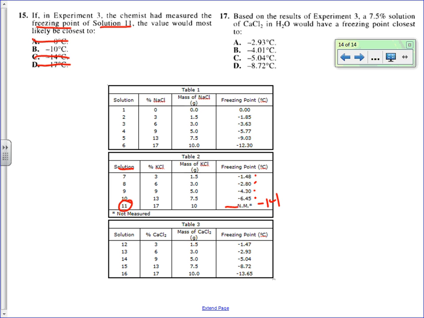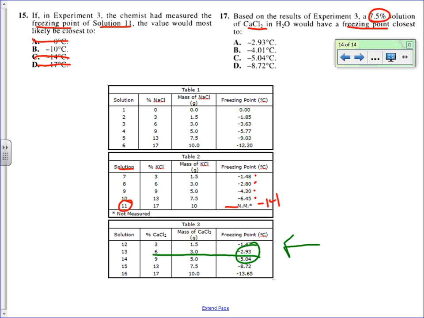For 17, based on the results of experiment 3, a 7.5% solution of CaCl2 would have a freezing point of, and again, this problem is going to seem really easy compared to some of the tricky ones that we were doing before. We're first looking for CaCl2, which is in this table down here. All right, we're looking for 7.5%, that would be between 6 and 9. Trace it over, we know our freezing point will be somewhere between negative 2.93 and negative 5.04.